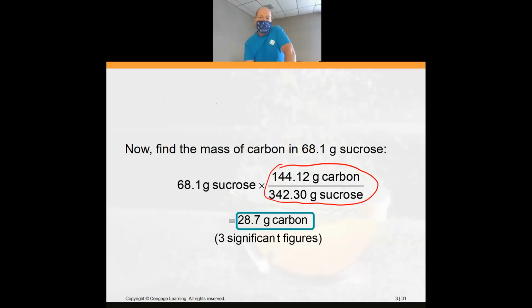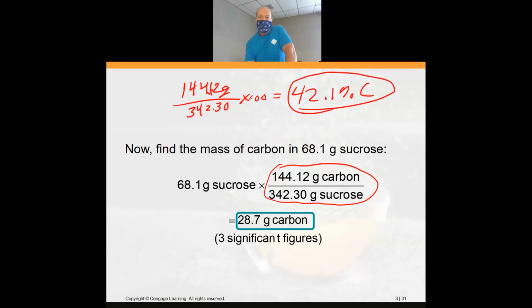So this is when you take the 144.12 grams divided by the total, 342.30 times 100, you get 42.1% carbon. All right, so in sucrose, 42.1% mass percent. When you're taking the mass divided by the mass, that is the mass percent.